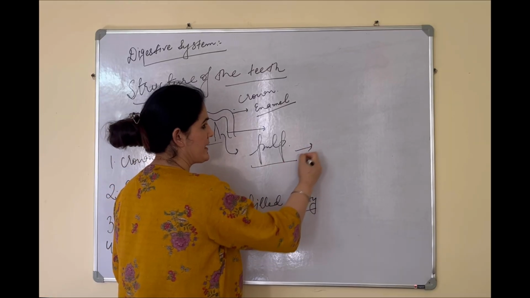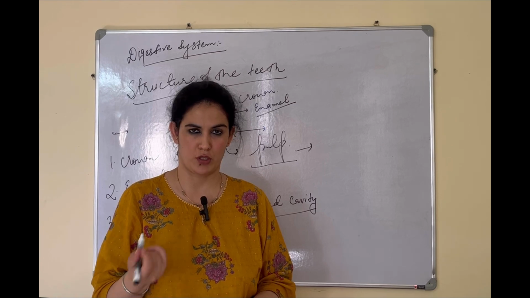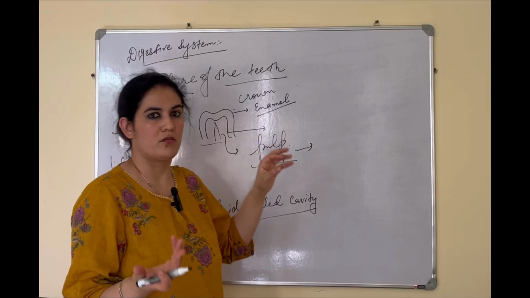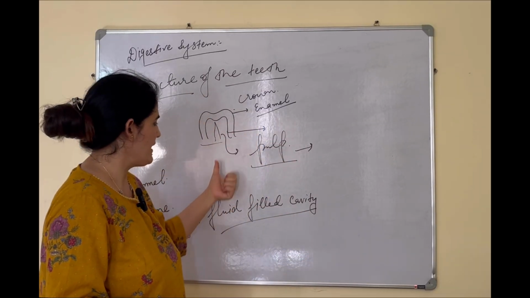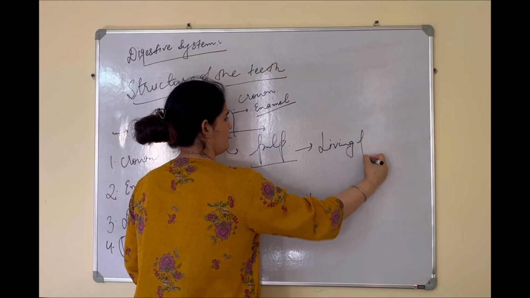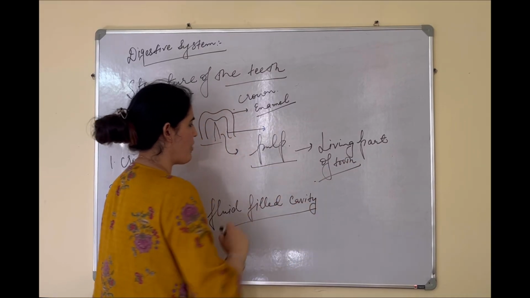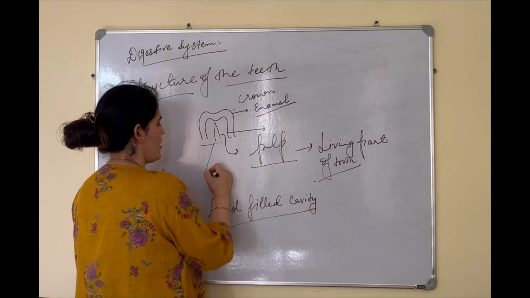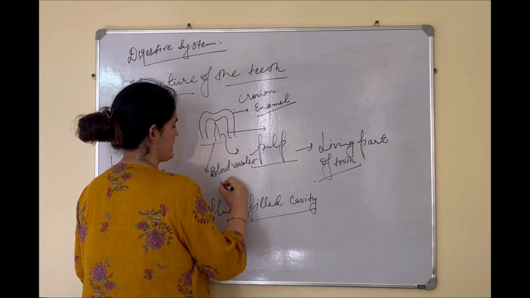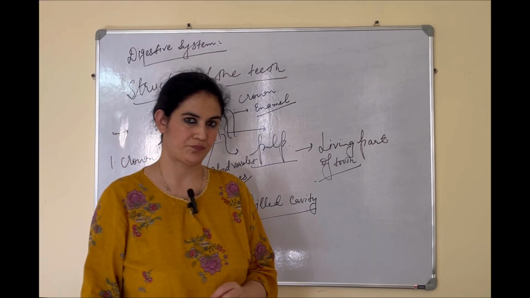Sometimes in competitive exams, you get a tricky question: which part of the tooth is living? Some students think whether the tooth is living or not. So we have a living part of the tooth, which is pulp. And why is it the living part of the tooth? Because it contains blood vessels and nerves. Blood vessels and nerves are present. So it is the living part of the tooth.